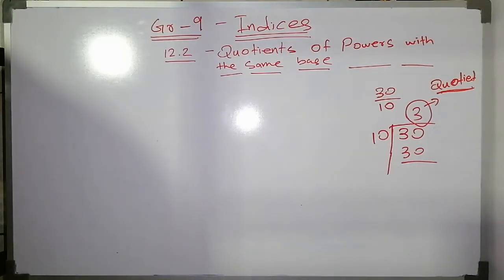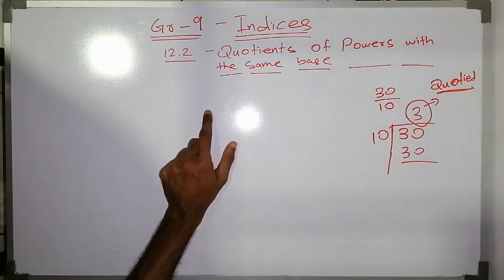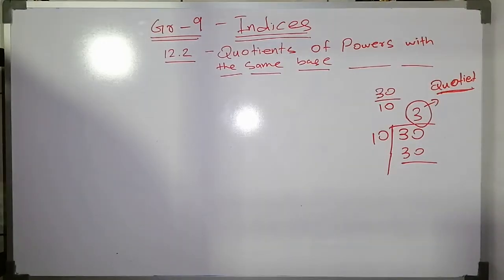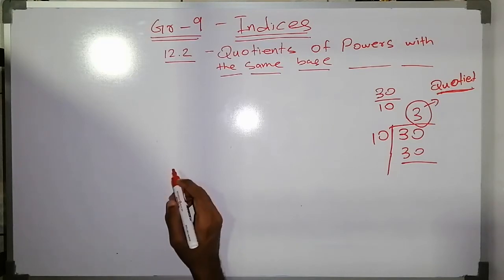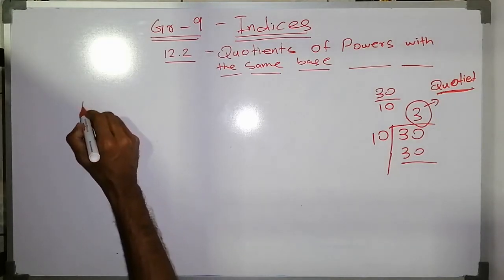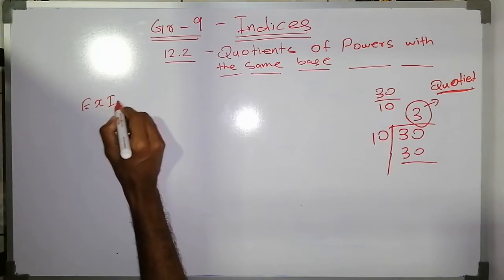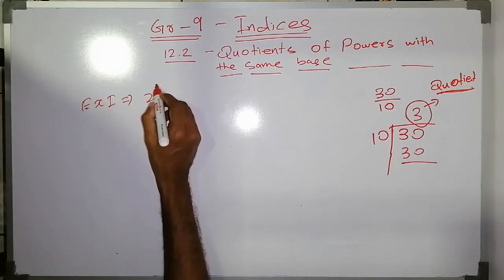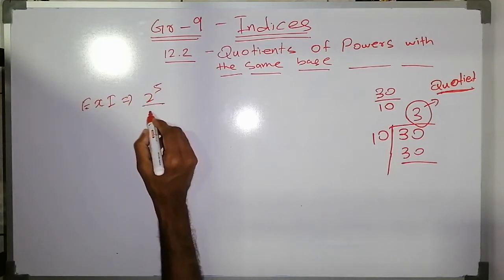In the previous section we looked at the multiplication of the same base. Here we have to look at division. So when we divide the same base number, what is the law? We'll start with an example of this section. Example 1: 2 to the power 5 divided by 2 to the power 2.